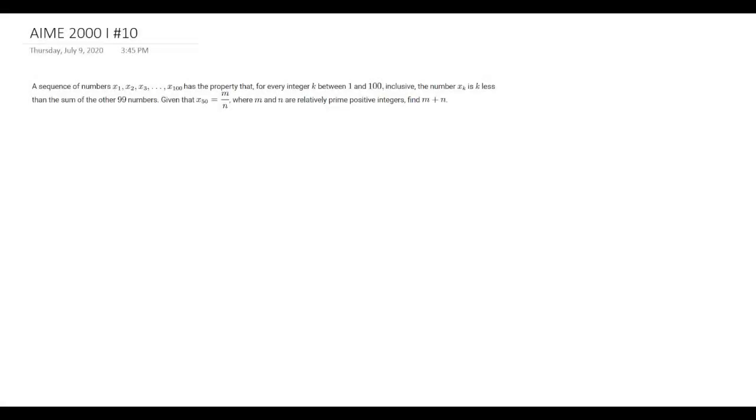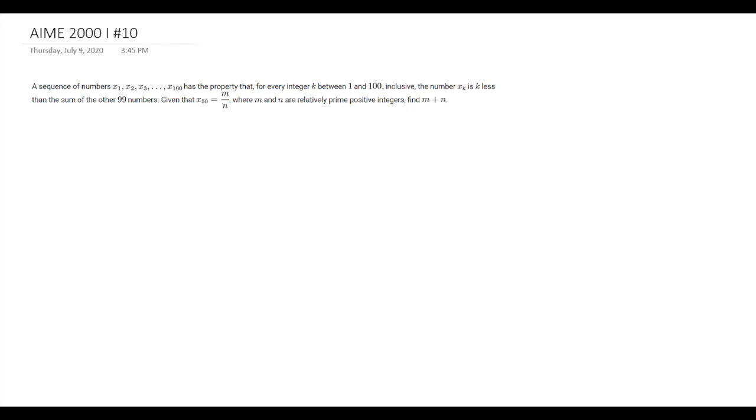This is 2000 AIME I Problem 10. The problem statement reads: a sequence of numbers x1 through x100 has the property that, for every integer k between 1 and 100 inclusive, the number x sub k is k less than the sum of the other 99 numbers. Given that x sub 50 is m over n, where m and n are relatively prime positive integers, find m plus n.